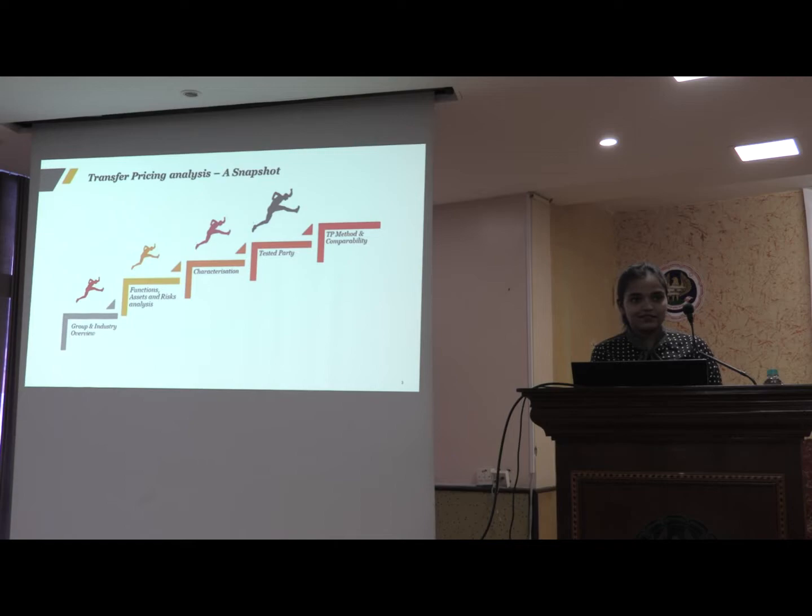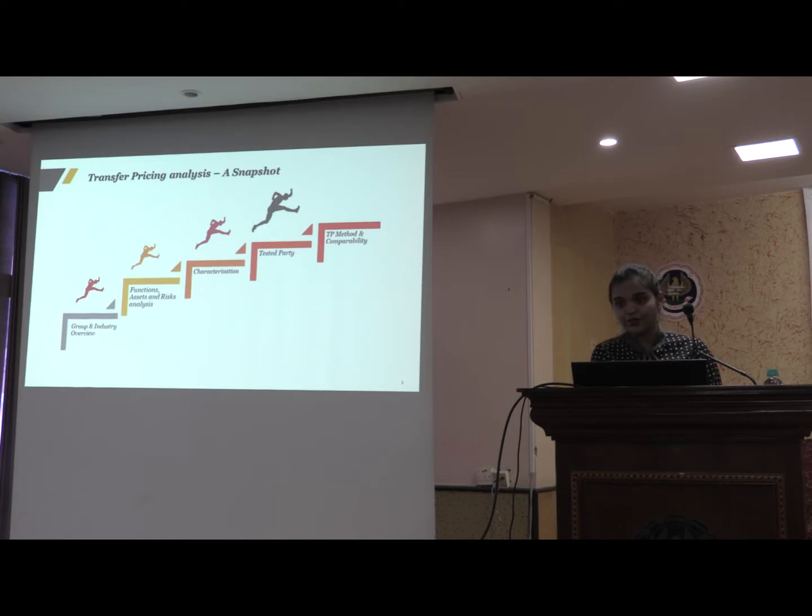The last in the ladder is the TP method and comparability. So the next most important and critical point, and which is very relevant for today's session, is the choosing of methods in the comparability analysis. Out of the 5 methods which are given by the sections and rules, we have to choose one of the methods, and also we have the 6th method, which is the other method. Wherever it is applicable, we can choose the other method. So in this captive service provider, we can say the cost also plays an important role. So we can choose TNMM as the most appropriate method in the example that we have seen.